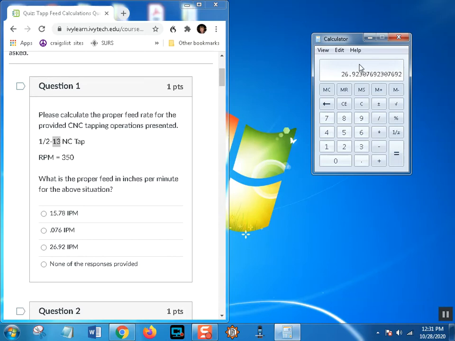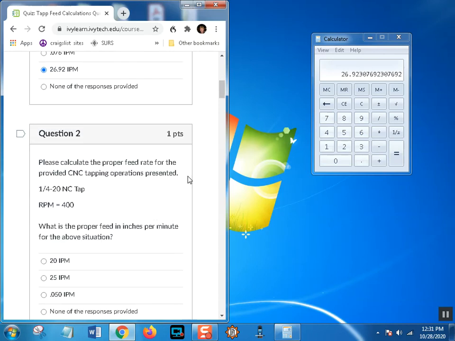Remember, most modern CNC machines have what we call rigid tapping cycles, which means they're more synchronized. You don't have to use floating tapping heads and stuff like that. That's old stuff. If you're using that, that's usually because you don't have a rigid tapping cycle. So that right there is the feed in inches per minute, 26.9. We go over here, 26.9. Very good. So let's go up to the next one.